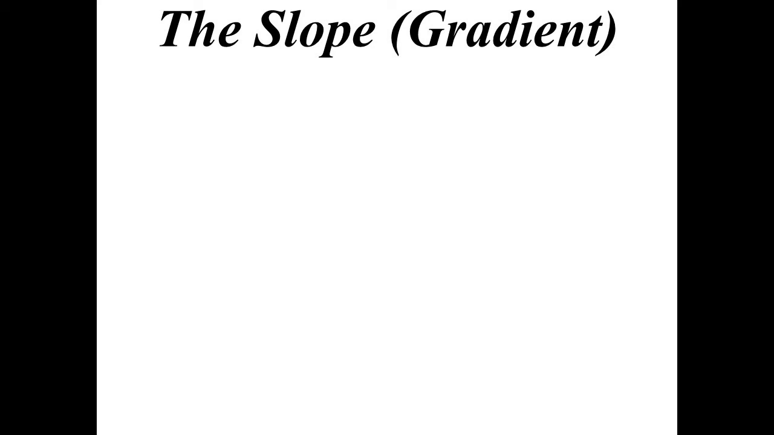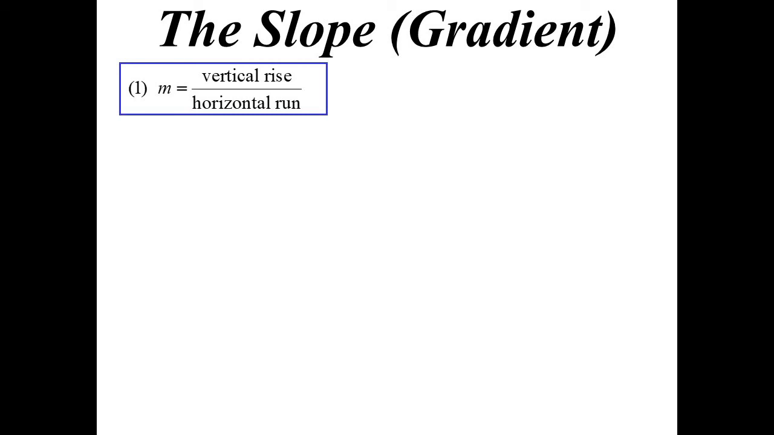Okay, so last time we looked at two useful formulas, that being distance and midpoint. I guess the next one we usually look at is the slope of a line, or the gradient of a line. The first time you saw it, it was simply said, oh well, it's vertical rise over horizontal run. So that's the slope of a line.